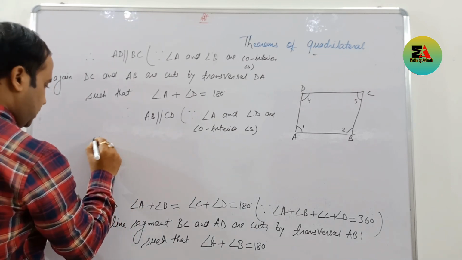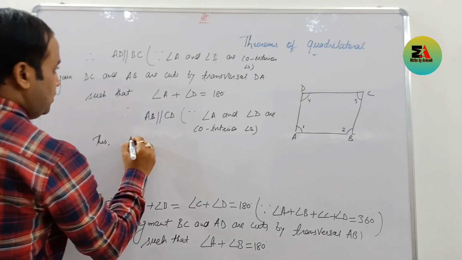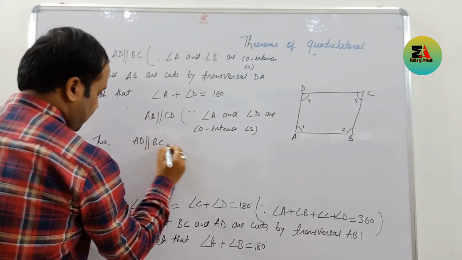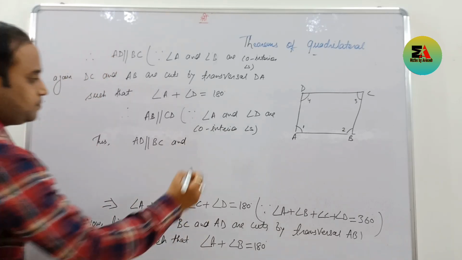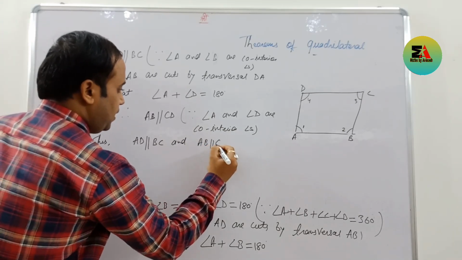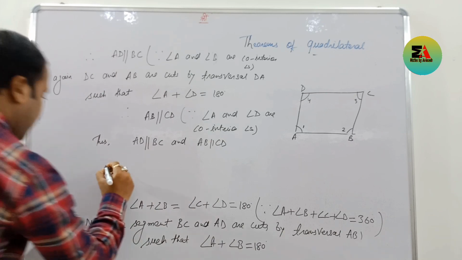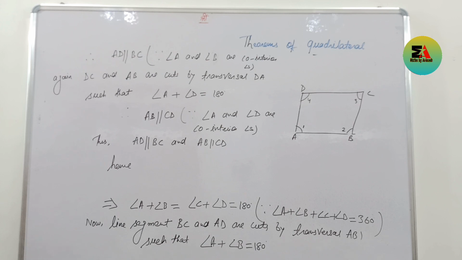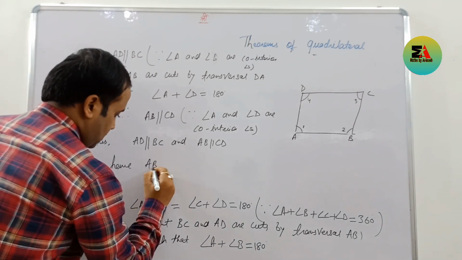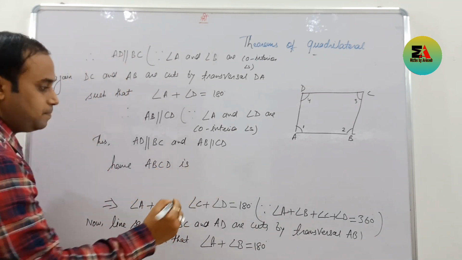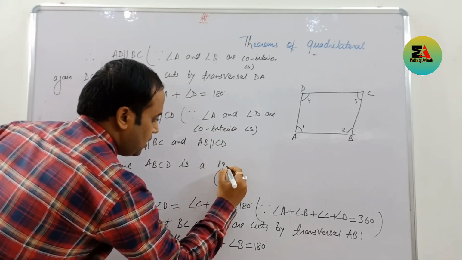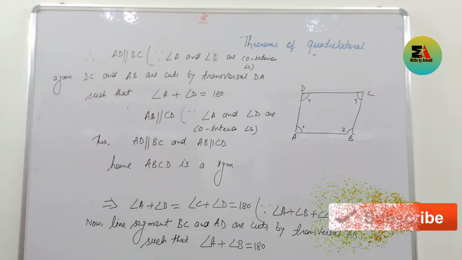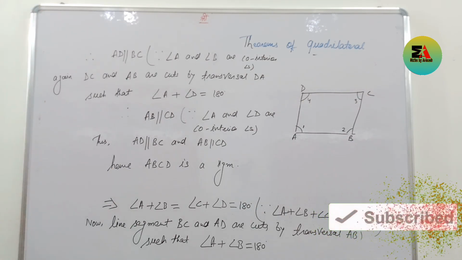Now thus AD is parallel to BC and AB is parallel to CD. Hence, what we said, ABCD is a parallelogram. I hope this theorem is clear to you. This is one of the most important theorems.